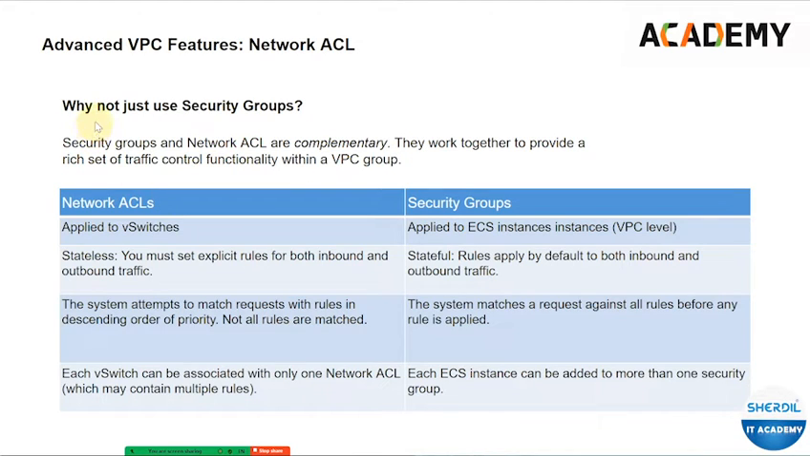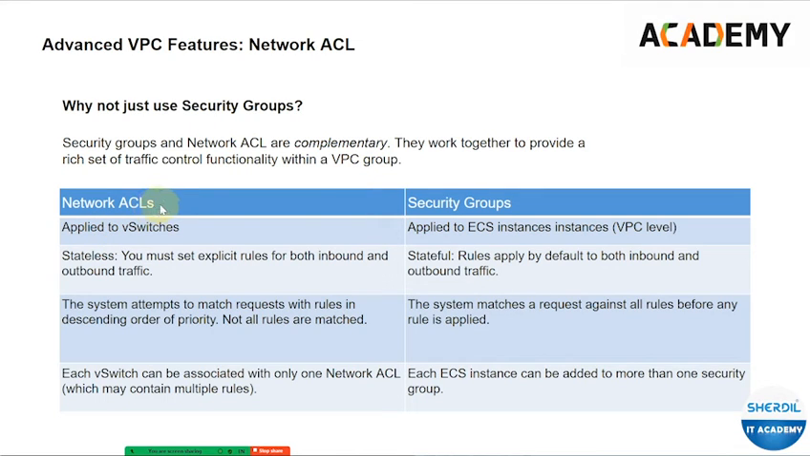So why not just use security group? That's the really important question: we have a security group, so why not use that? Why do we always focus on network ACL? Remember, these two services, security groups and the network ACL, are both complementary services. They work together to provide a rich set of traffic control functionality within the VPC.